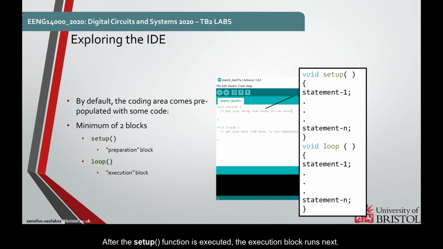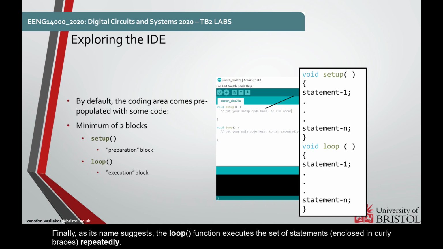After the setup function is executed, the execution block runs next. It hosts statements like reading inputs, triggering outputs, and checking conditions. Finally, as its name suggests, the loop function executes the set of statements enclosed in curly braces repeatedly.